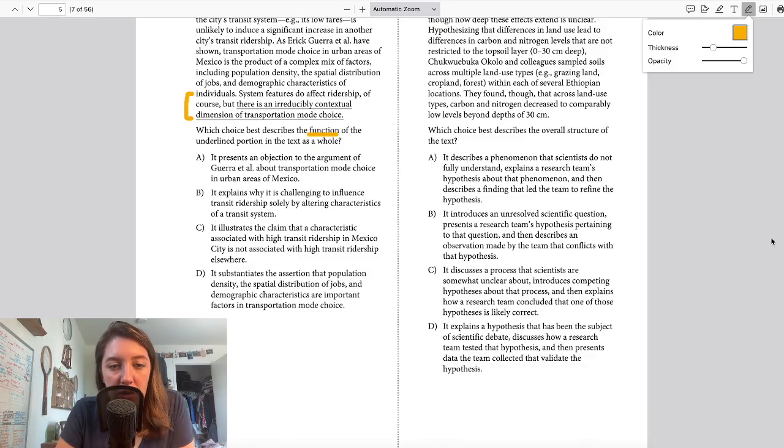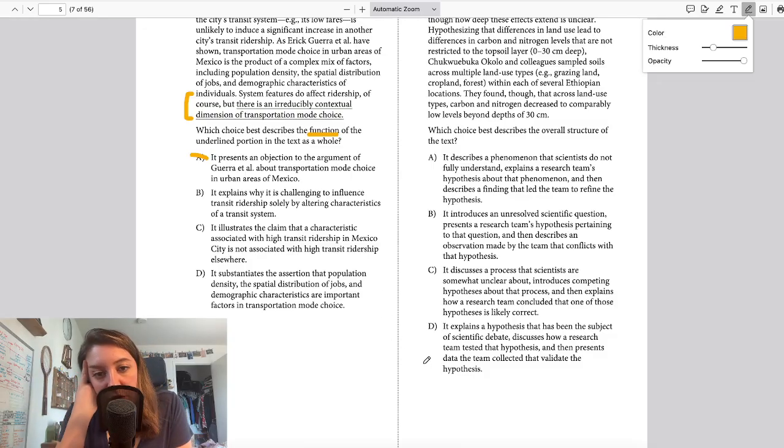Okay, so let's go through the answer choices. A says, it presents an objection to the argument of Guerra et al. about transportation mode choice in urban areas of Mexico. So let's see, is it an objection? It says, as Eric Guerra et al. have shown, transportation mode choice is the product of a complex mix of factors. So it's not opposing that view at all. It's corroborating it, right?